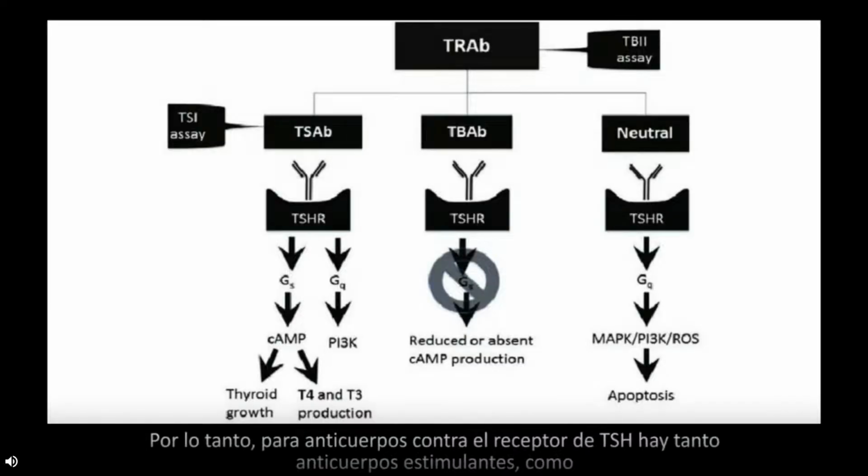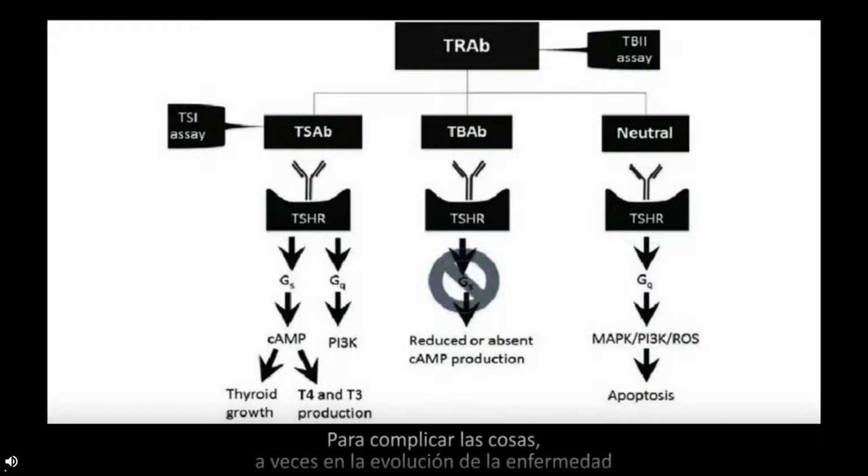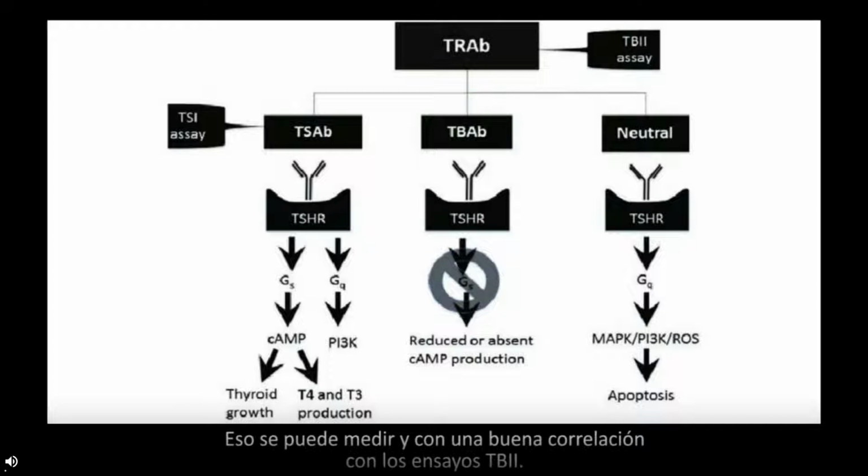So the TSH receptor antibodies have both stimulating antibodies, a small amount of blocking antibodies, as well as some neutral antibodies. To complicate matters, sometimes in the evolution of disease there could be a change in the proportion of these antibodies. Notwithstanding it, the vast majority are probably stimulatory. That can be measured and has good correlation with the TBII assays.